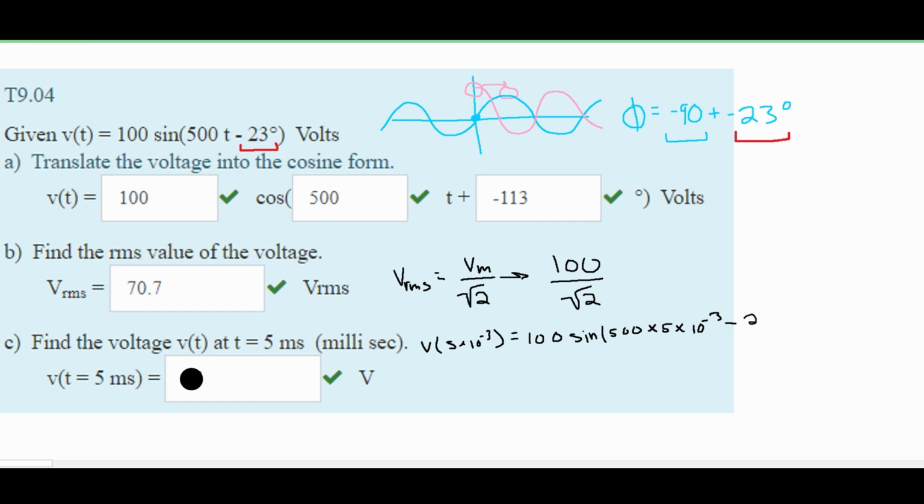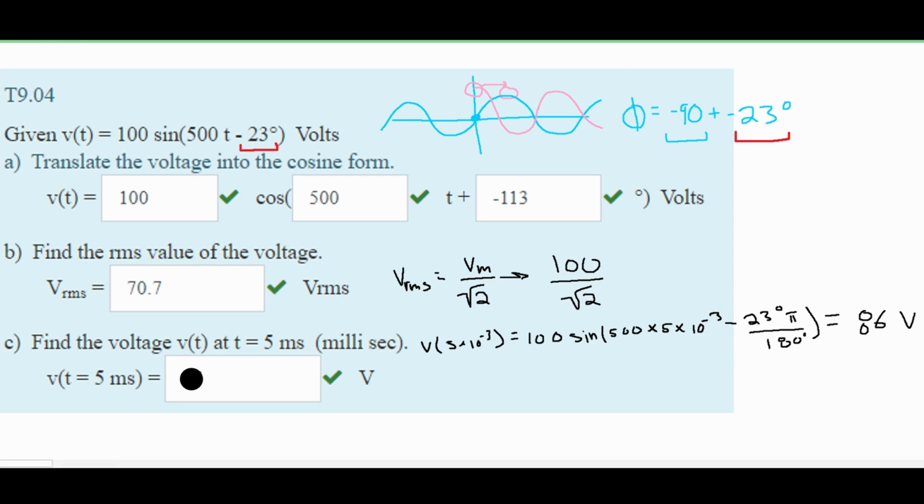so we're going to convert this negative 23 degrees into radians. We're multiplying this by pi over 180 degrees. And now we're going to carefully plug all of this into a calculator and make sure the mode of our calculator is in radians. If we do this, we're going to get approximately 86 volts.